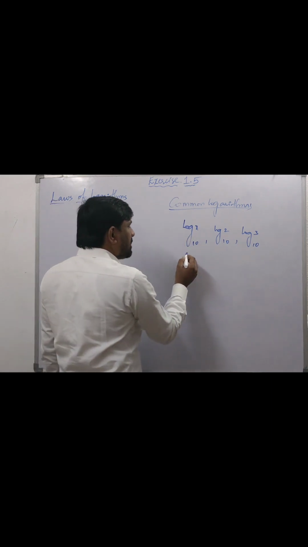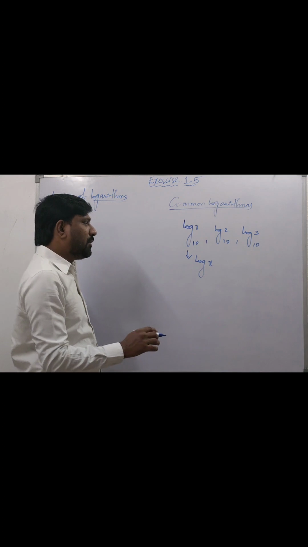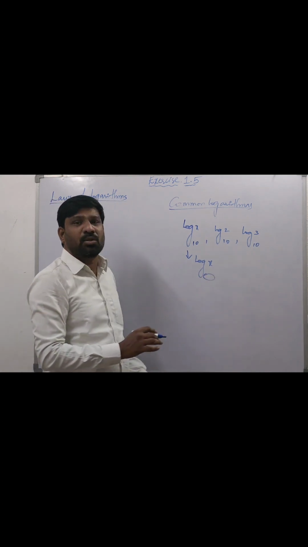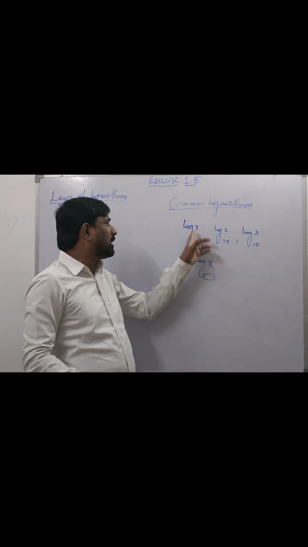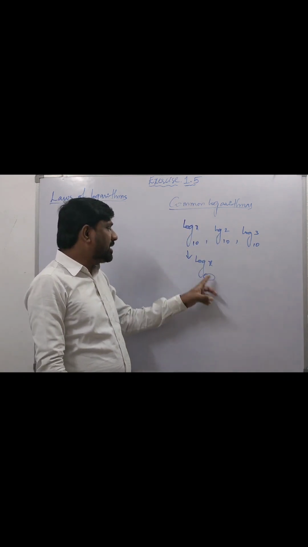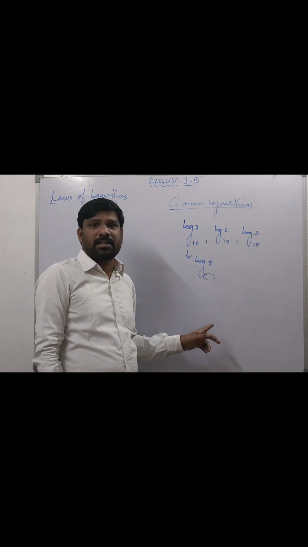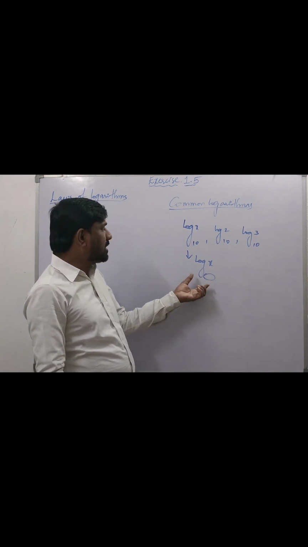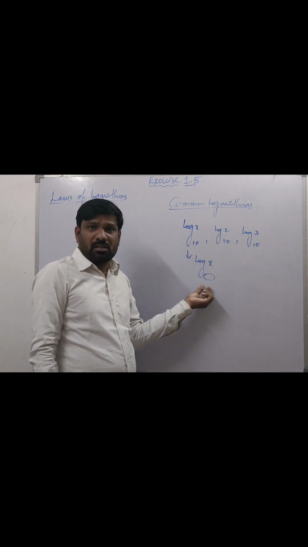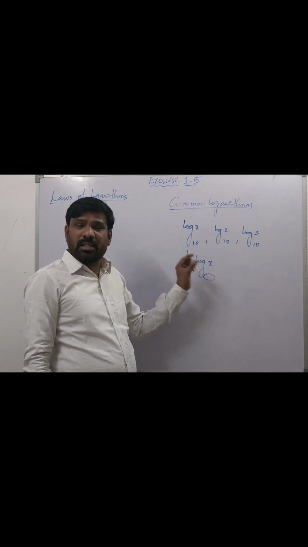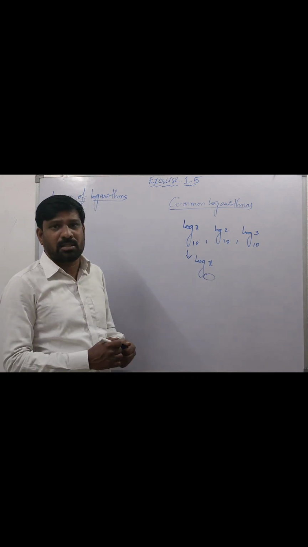These common logarithms we sometimes write as log x. If there is no base, then we have to think that it is a common logarithm. There is a base 10. If there is no base, we have to treat it as base 10. Clear? In a few cases, there will not be a base, so what we have to assume? There is a base 10. Clear? They are called common logarithms.